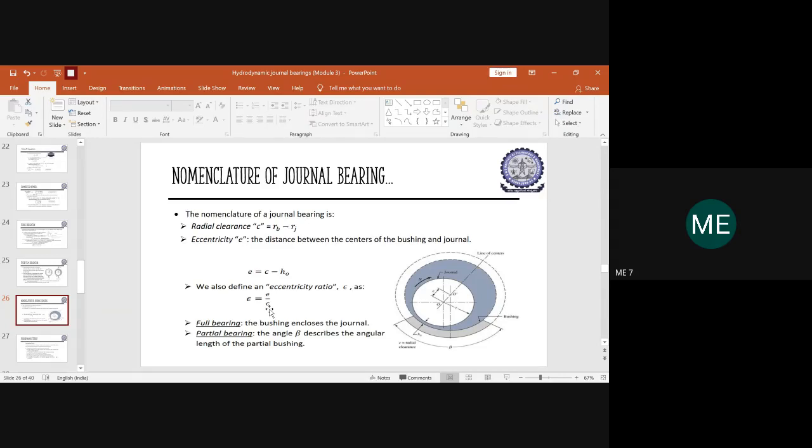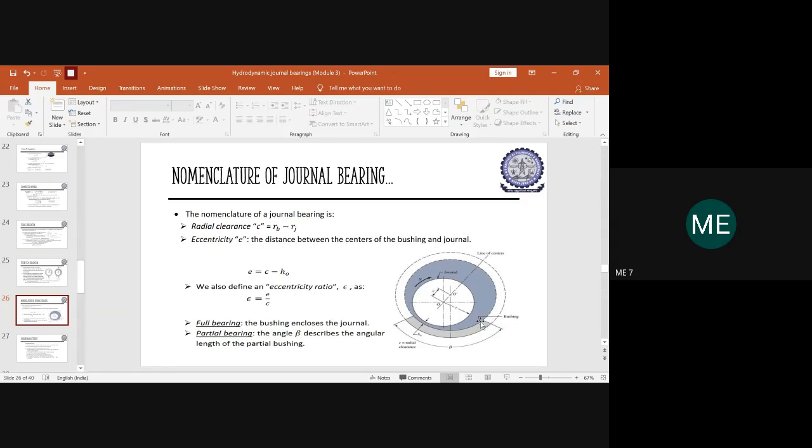So if anyone tells you to determine the eccentricity ratio, then you should know the formula to use. For that, first you should determine the value of eccentricity. You should know the value of radial clearance, then you can determine the eccentricity ratio. It is called a full bearing if the journal is enclosed by the bush. If it is not enclosed, then it is not called a full bearing.